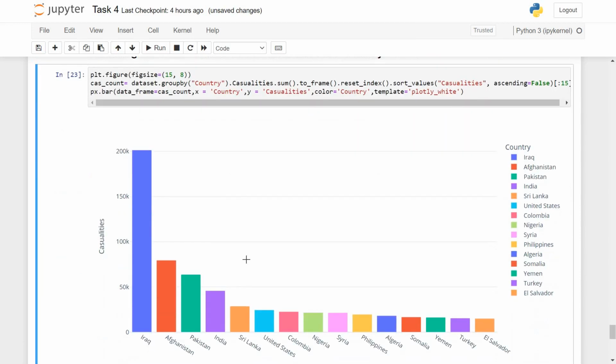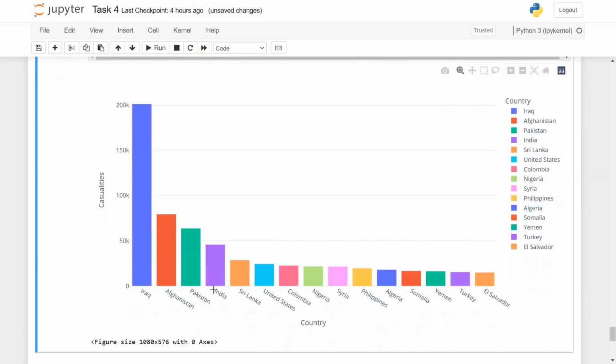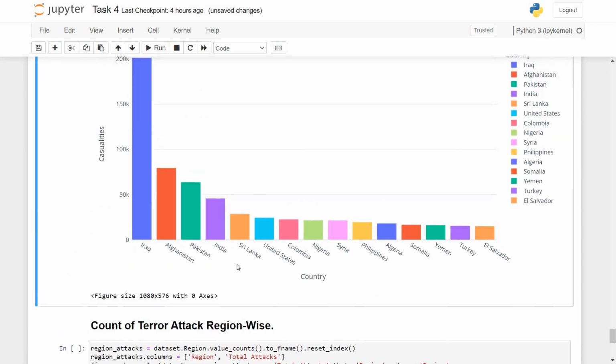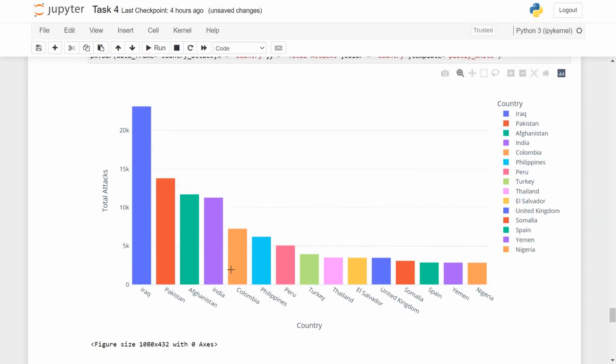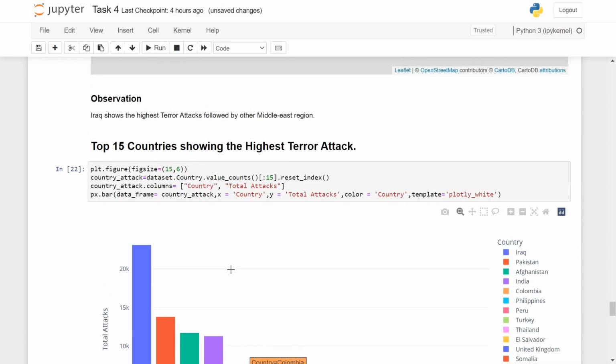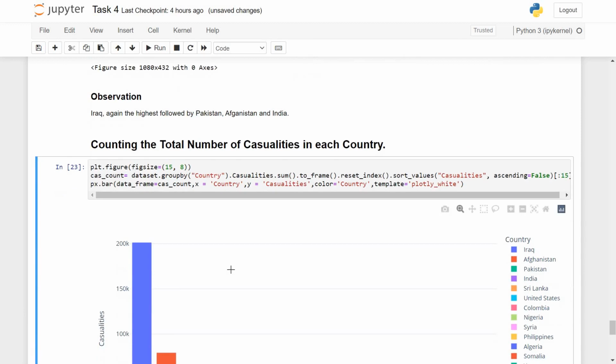So I'm going to plot the graph. In this, you can find the casualties are highest in Iraq, the same as Afghanistan, Pakistan, and India. So the casualties ranking is the same as the ranking of the number of terror attacks. Yes, you can infer that also.